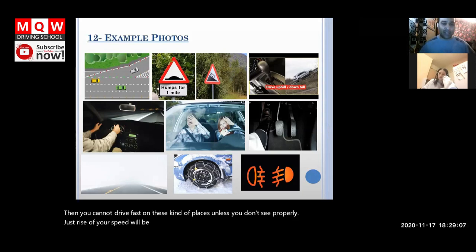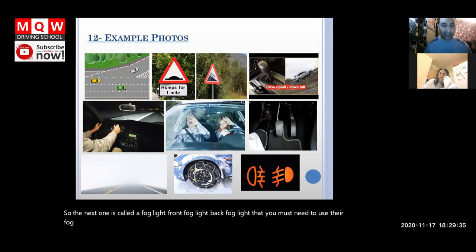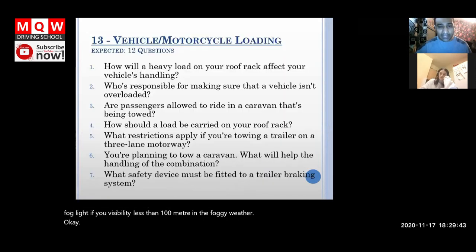The next picture is where the car tire actually has chains. Chains can help you. They are called anti-skid chains, which will help you drive in the snow. That's the weather for snow. The next one is called a fog light, front fog light and back fog light. You must use the fog light if your visibility is less than 100 meters in foggy weather. Okay, so let's go to the next one, 13.